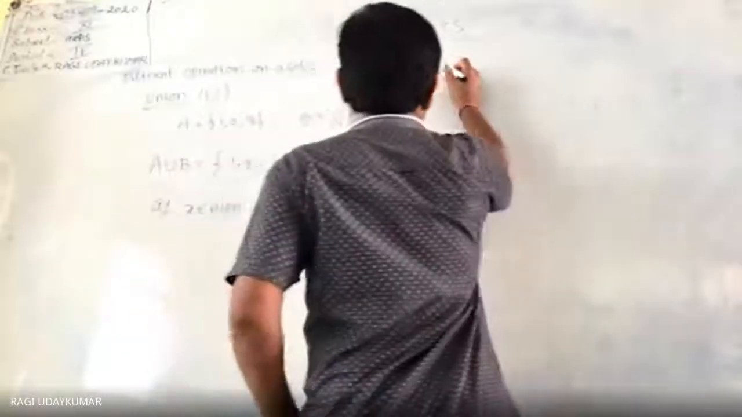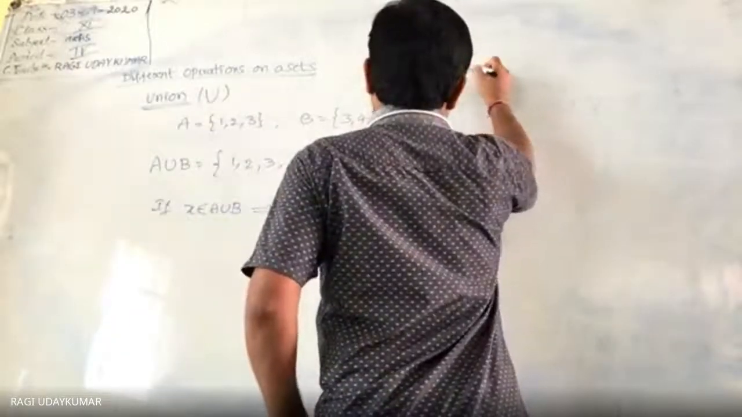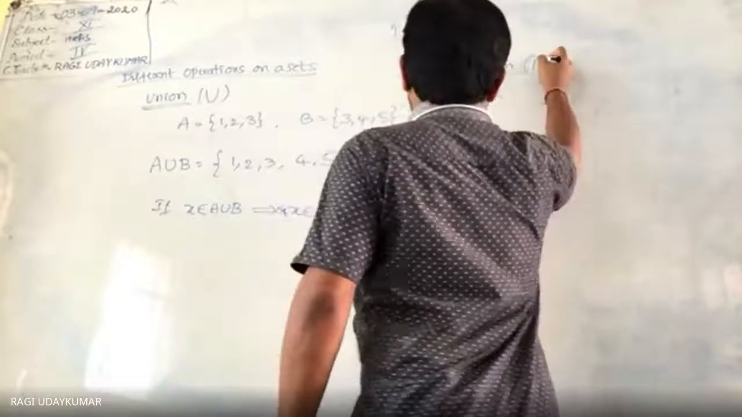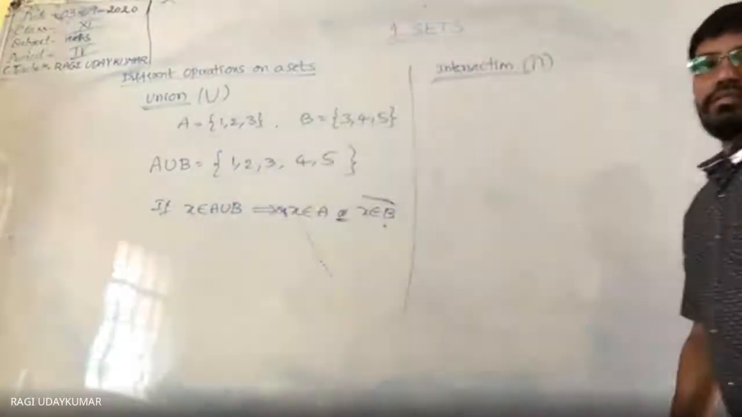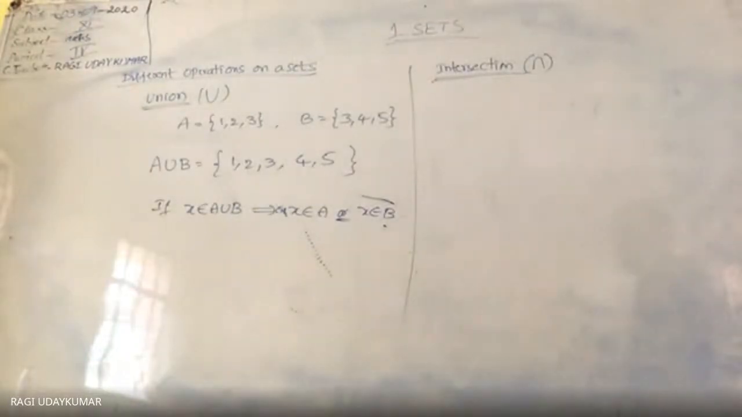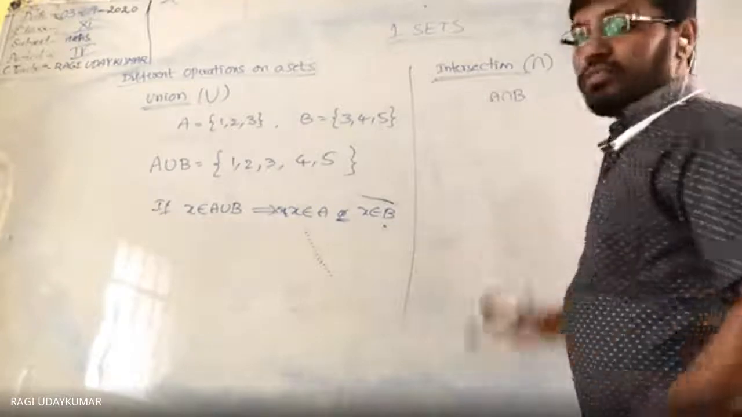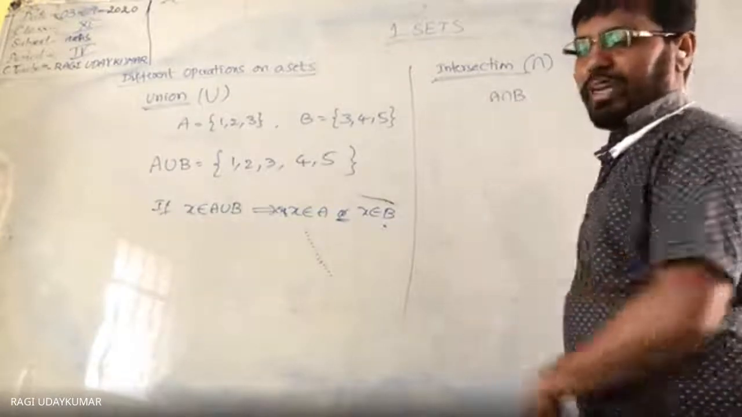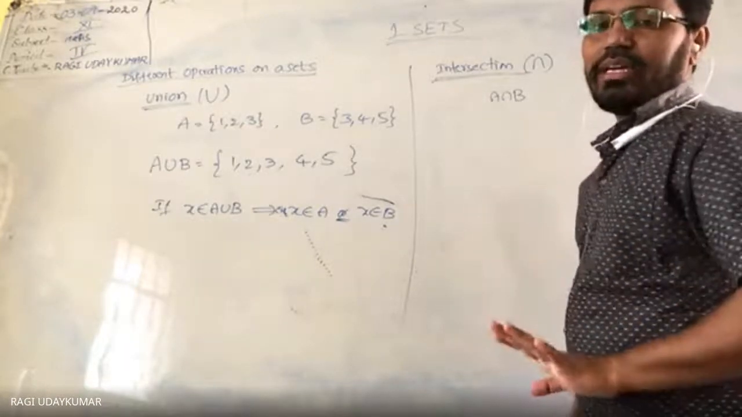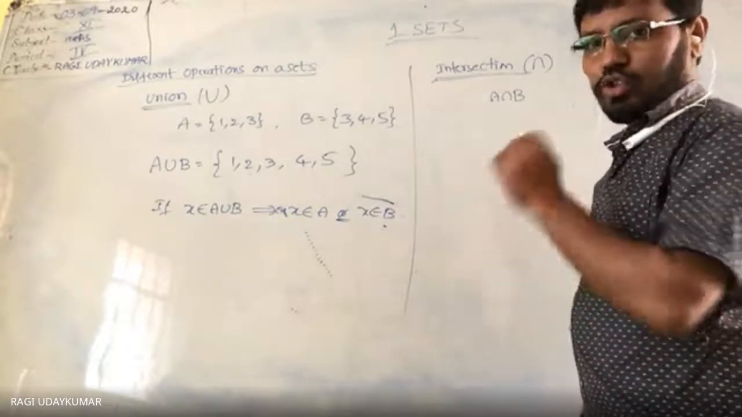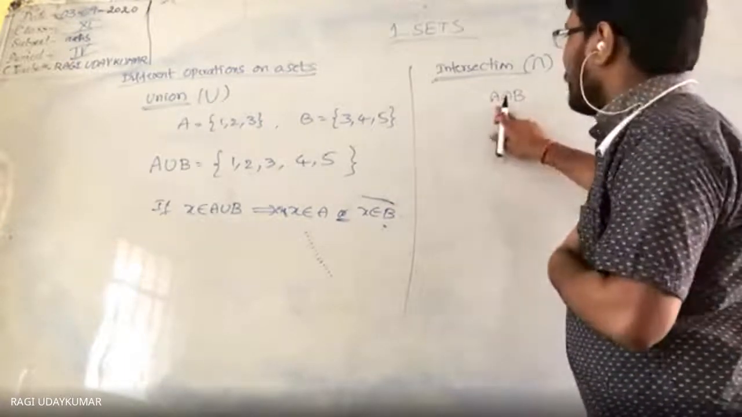The next one is intersection. The symbol for the intersection is the reverse. Write it reversed. So here A intersection B is nothing but the elements which are common to A and B only will be taken into A intersection B. The elements which are common to both the sets, in this and in this.